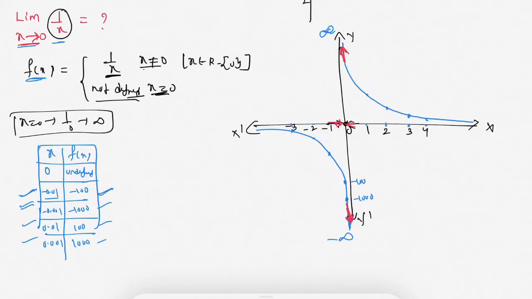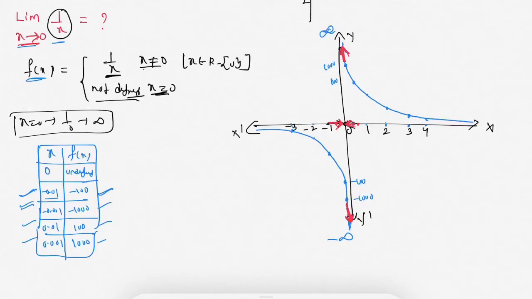Similarly from the right hand side, if you take 0.01 it will be here, and 0.001 will be here. For 0.01 you are getting 100, for 0.001 you are getting 1000. But as you move close to 0, the y value becomes bigger and bigger. So it will tend to plus infinity from the right hand side. If we come close to 0 from the right hand side, y is approaching plus infinity. If we come close to 0 from the left hand side, y is approaching minus infinity.